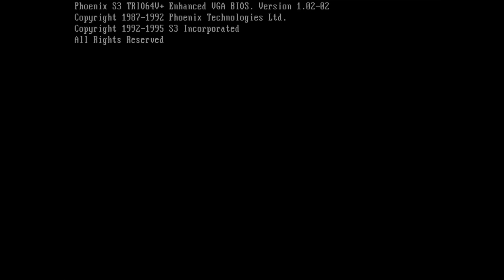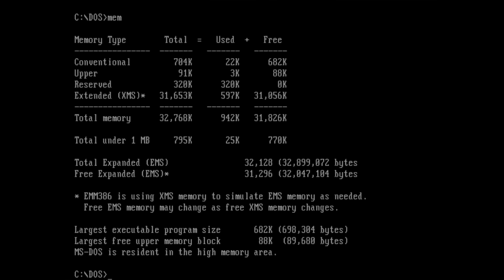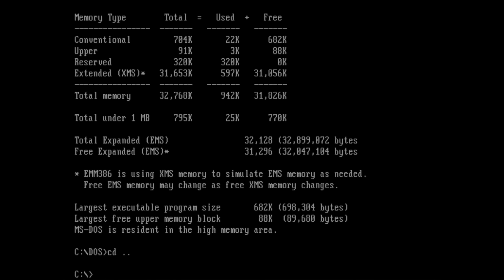Let's restart and see what mem is going to tell us now. Oh, look at that. We have 704 kilobytes of conventional memory and free are 682. And it looks like DOS is still working. Let's try Checkit.